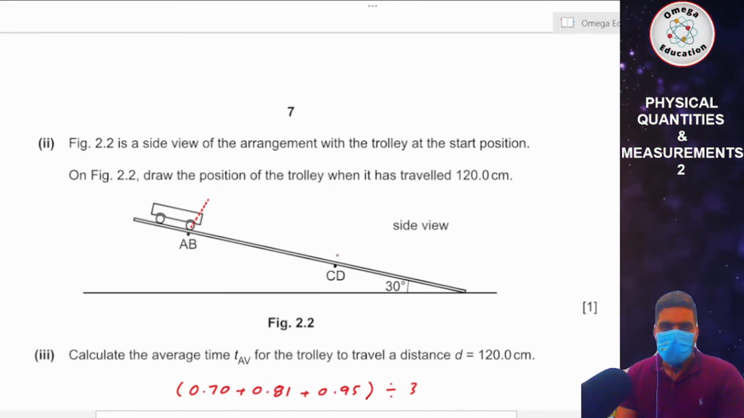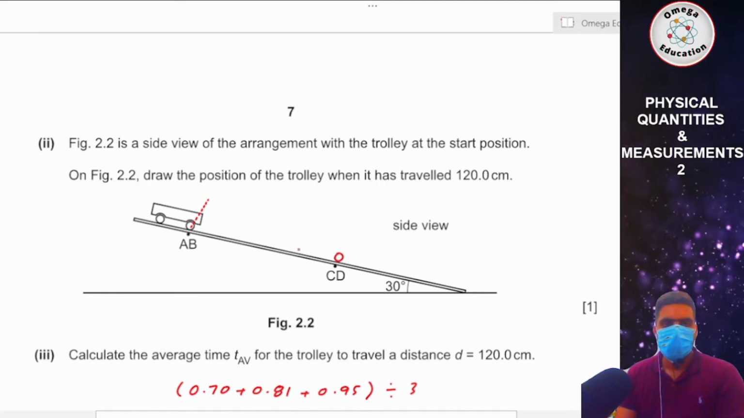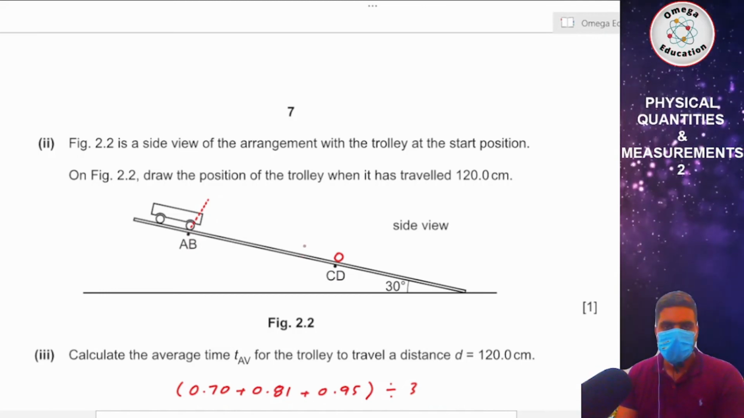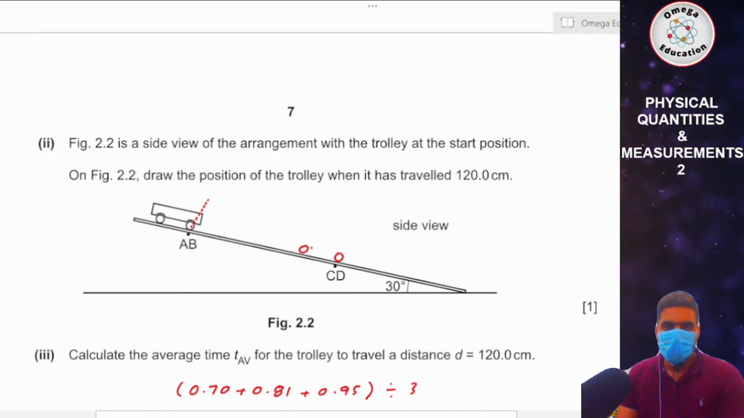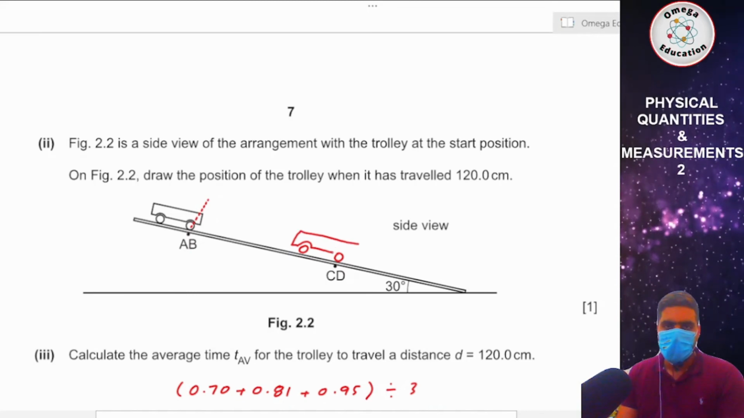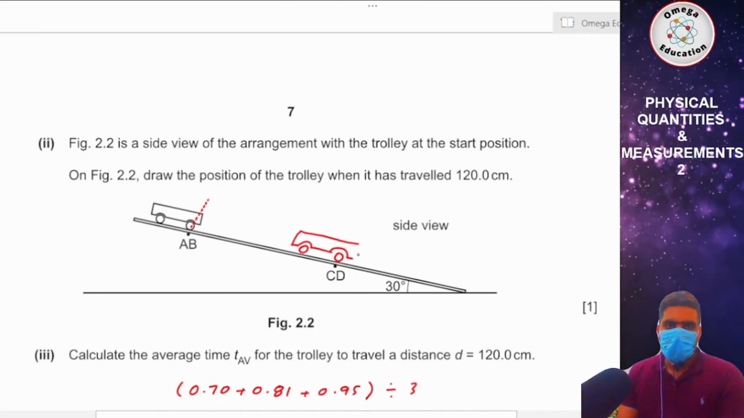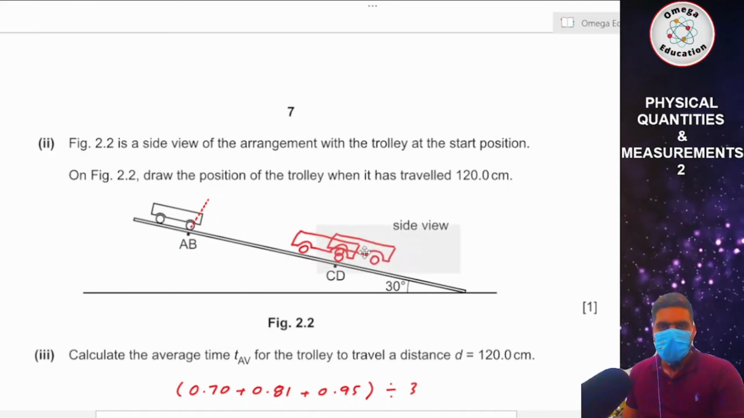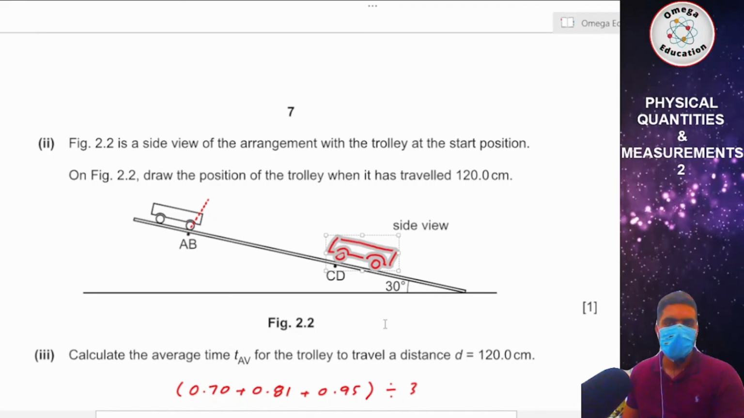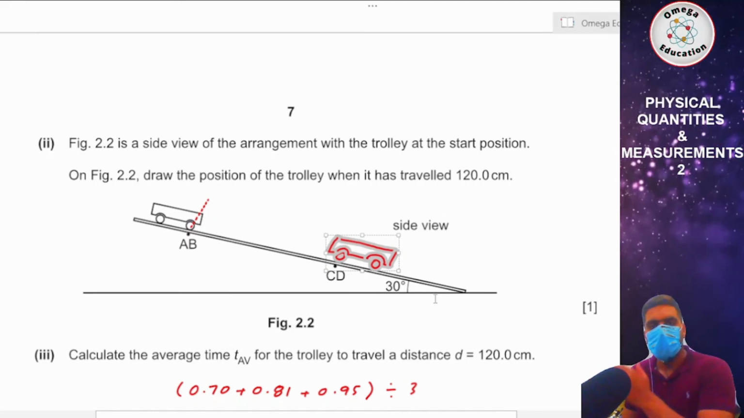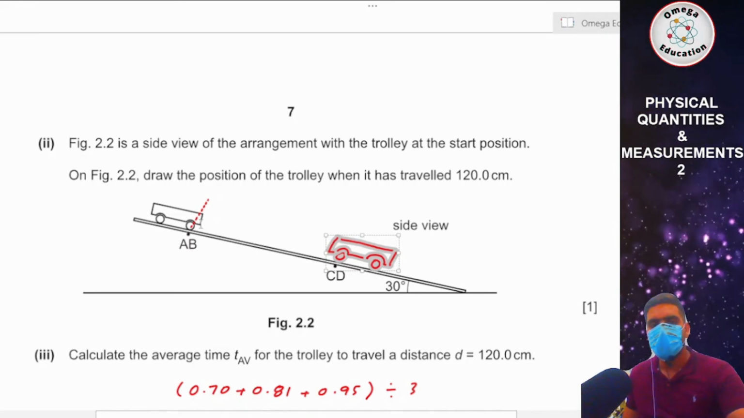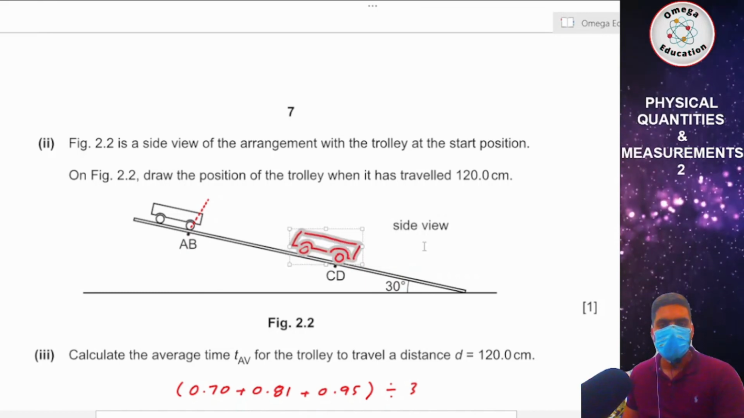So as soon as the front wheel of the trolley crosses the line CD, we'll say that it has covered the distance of 120 centimeters. Students are very prone to get this one wrong. A very possible error is that the students would place the trolley someplace over here. They would say the trolley crosses the 120 centimeter mark when the entire trolley passes the line CD. But no, since the starting point was measured with respect to the front tires, the finish point should also be measured with respect to the front tires.